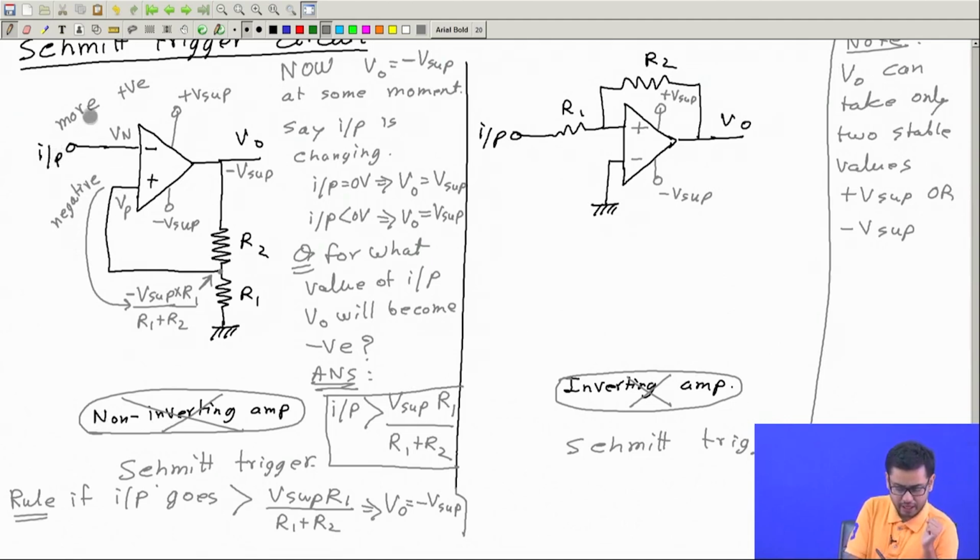Now, say if I am decreasing the input. Okay. So, now I am decreasing, lowering the input. What will happen to the output? Output will change the moment input, which is same as V n, goes below V p. Okay. So, now output will change.